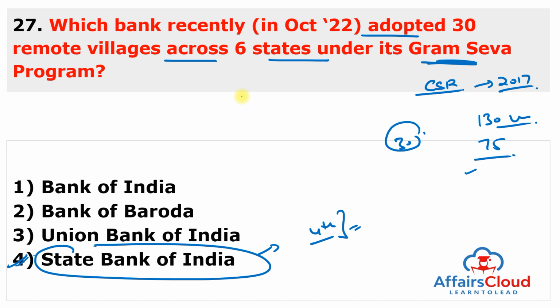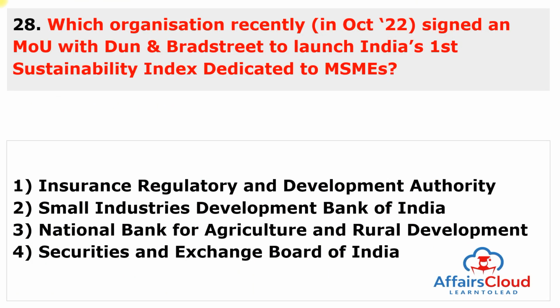As of now, the program has adopted 100 villages across 16 states in 3 phases and already completed 5 years. And 16 out of the total 17 SBI circles of the country come under the ambit of this scheme. So, remember, this is the State Bank of India.